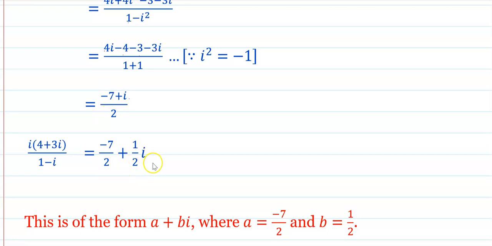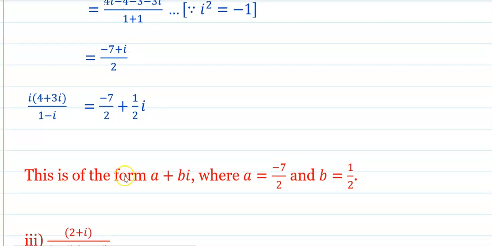And hence the given expression is written in the form A plus IB, where A is equal to the real part minus 7 by 2 and B is equal to 1 upon 2. Okay.